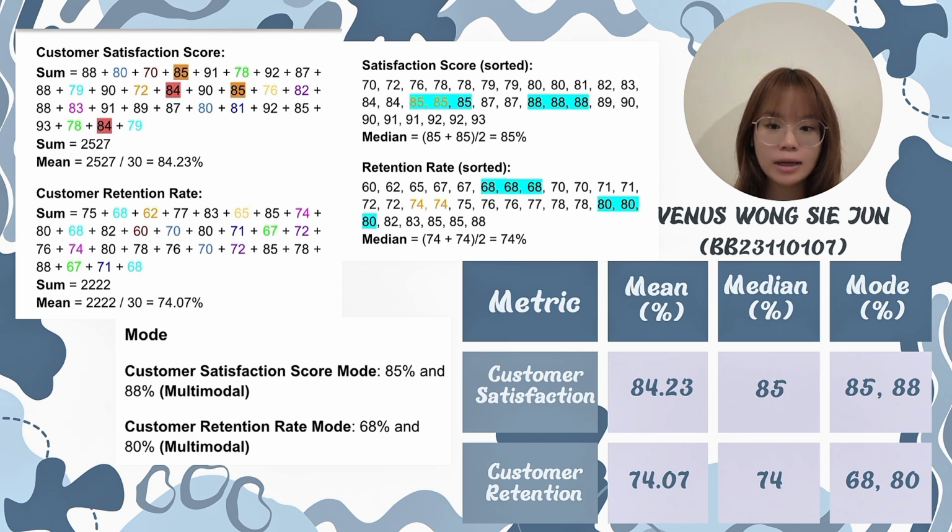Since the median is not affected by those extremes, it is more robust. The mode is useful to know the most common values, but it's not always a good overall summary on its own.